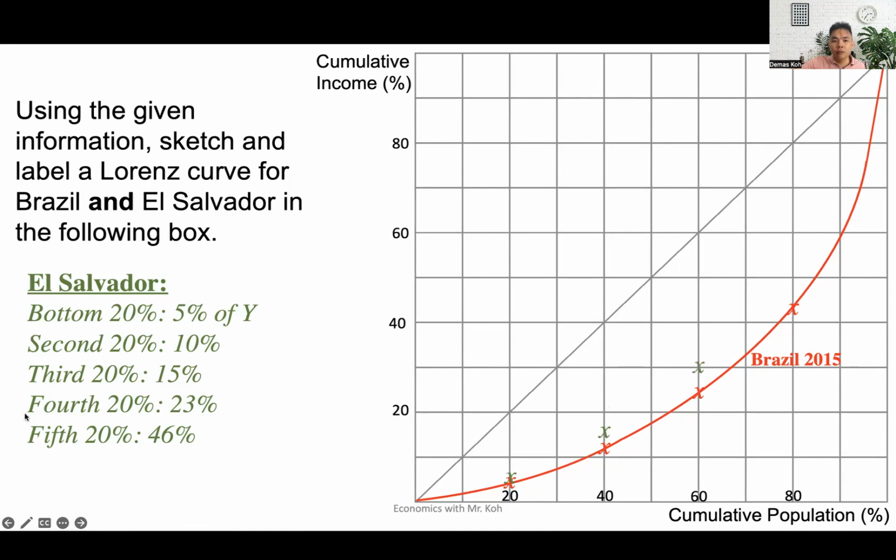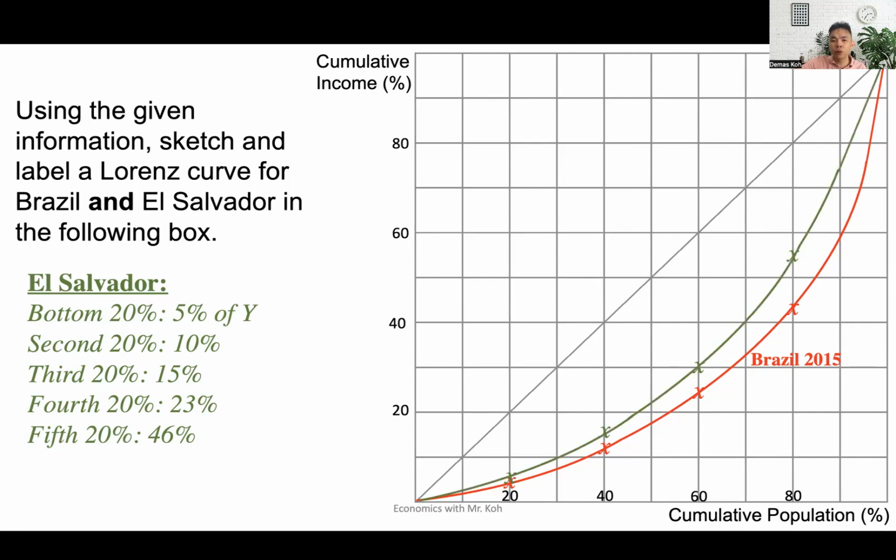And then we move on to the third 20%, right? So clearly much higher in terms of the accumulated income for the first 60% of the population. For El Salvador, that is 30%. As compared to Brazil, I think that was 24%, if I'm not wrong, earlier. Right, and just do the same for the rest of the data points. And again, the fifth and final cross for the country will be at the top right-hand corner.